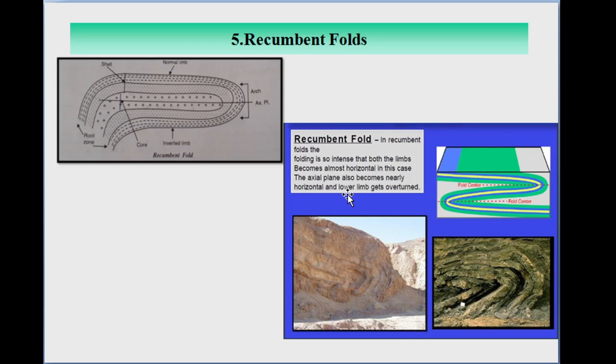Next is the recumbent fold. This recumbent fold may be described as an extreme type of overturned fold. Here the axial plane occurs in an almost horizontal attitude. In the figure you can see that the axial plane is almost horizontal. So here one limb comes to lie exactly under the other limb. Here the one limb is exactly on the other limb.